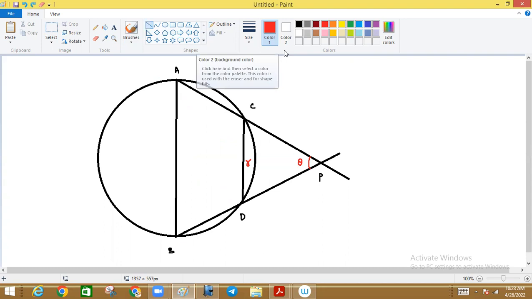See here. Angle in a semicircle is always a right angle. You take angle in a semicircle. How much will it be? It is a right angle, which means this is also a right angle only. You join them.